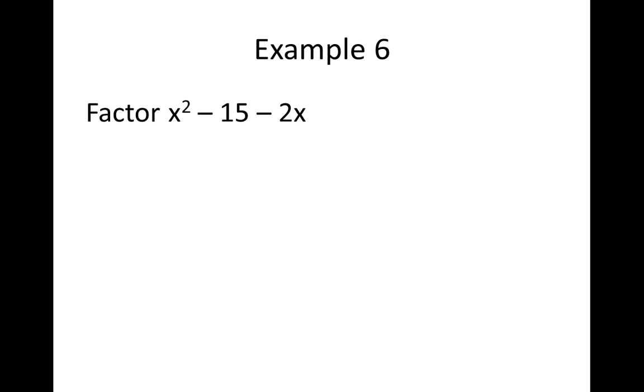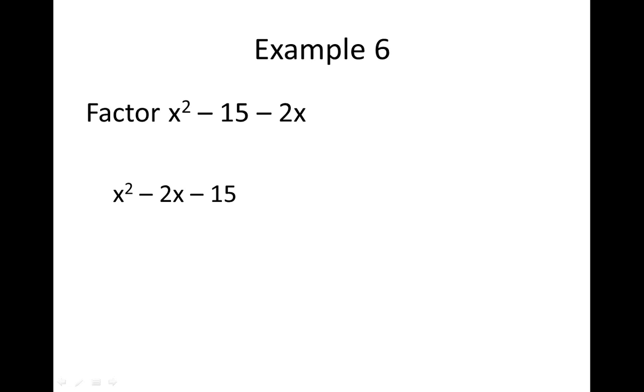X squared minus 15x minus 2x. Sorry, x squared minus 15 minus 2x. So, this one's also a little bit odd. We can factor it this way, but it's certainly a little bit easier on the eyes if you rewrite this in descending order.